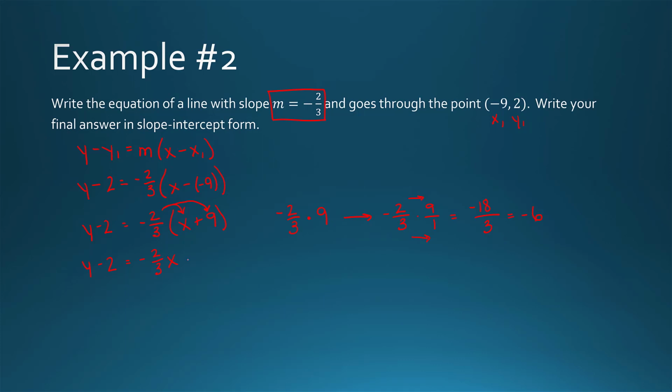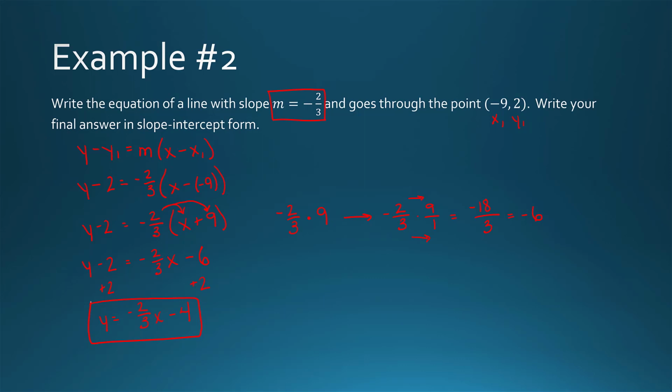So remember, this all comes over here. That was this whole part right here, this negative 2/3 times 9. That's what we were trying to do there. And now what we're going to do is we want to get y by itself. So we're going to go plus 2 and plus 2. So y equals negative 2/3 x, and negative 6 plus 2 would be negative 4. And that would be the slope-intercept form. So I'm going to box that in for my final answer.